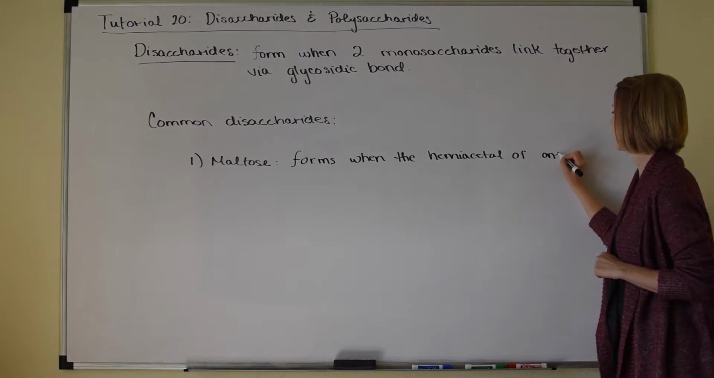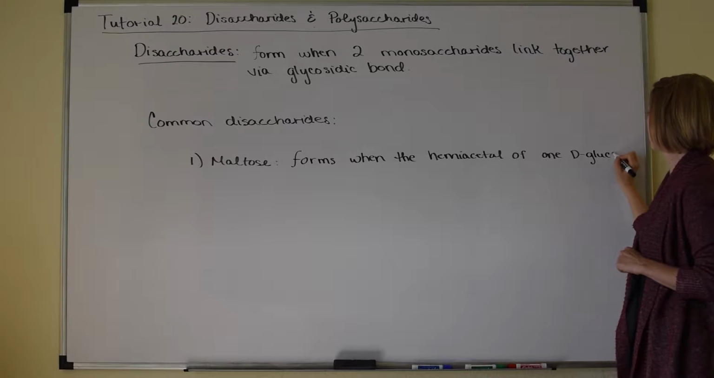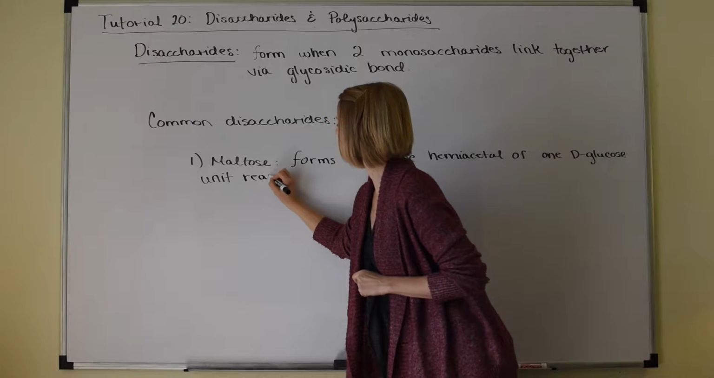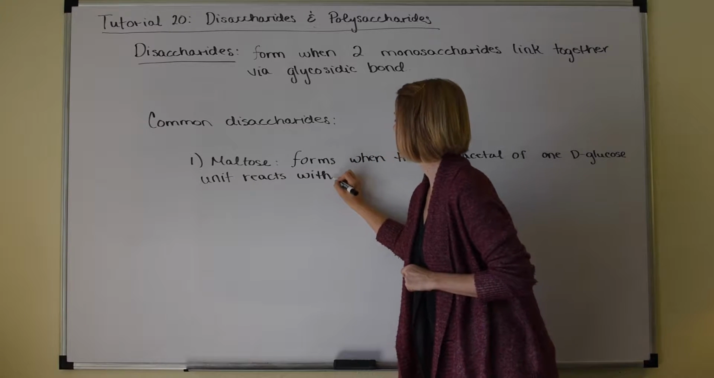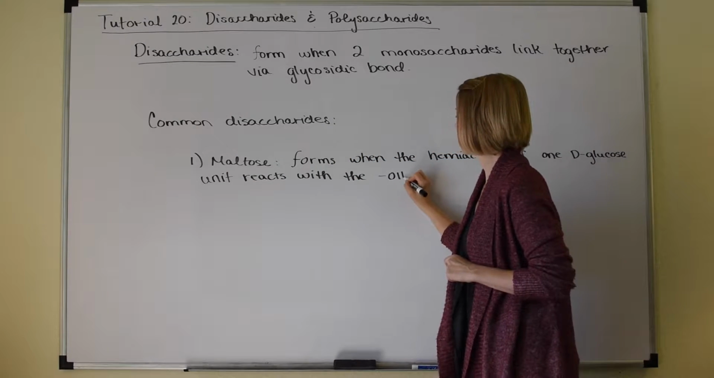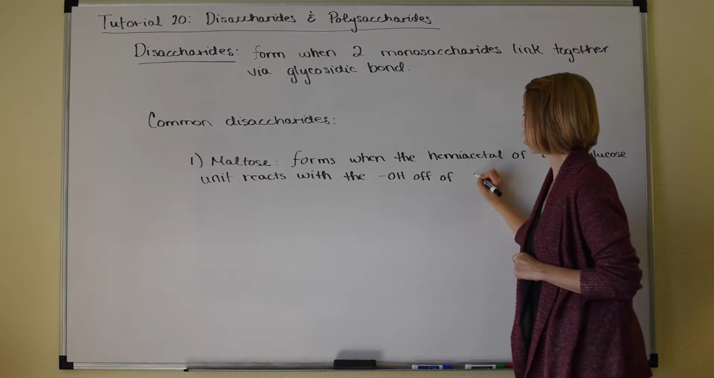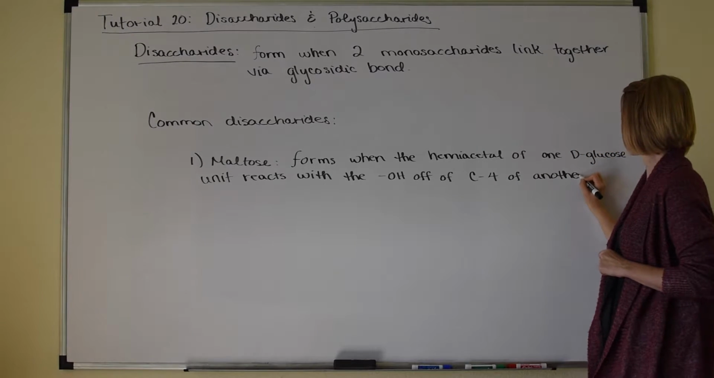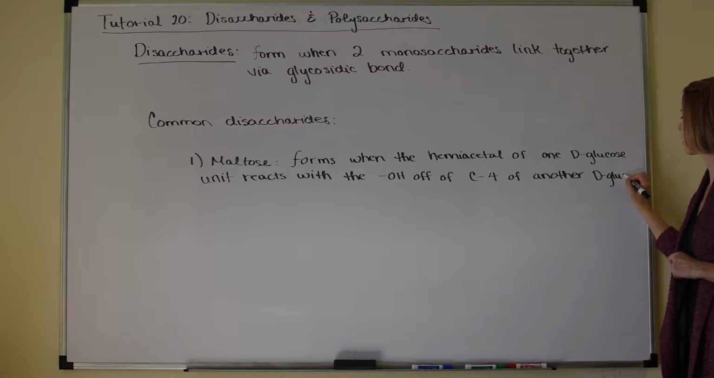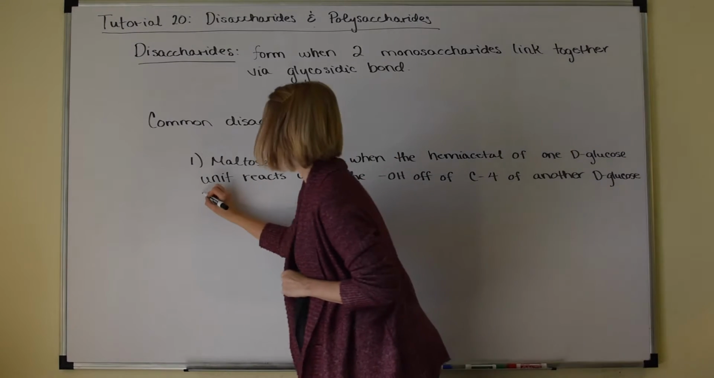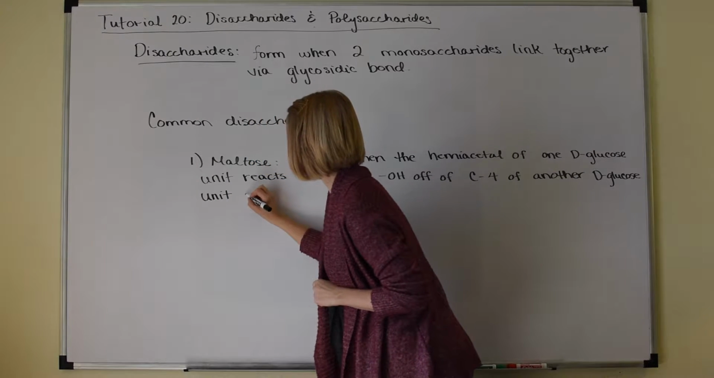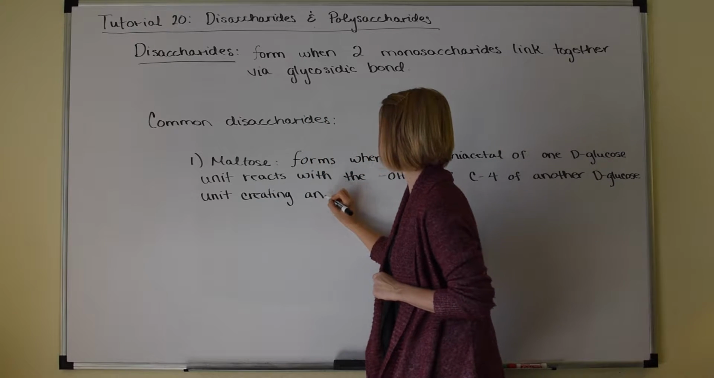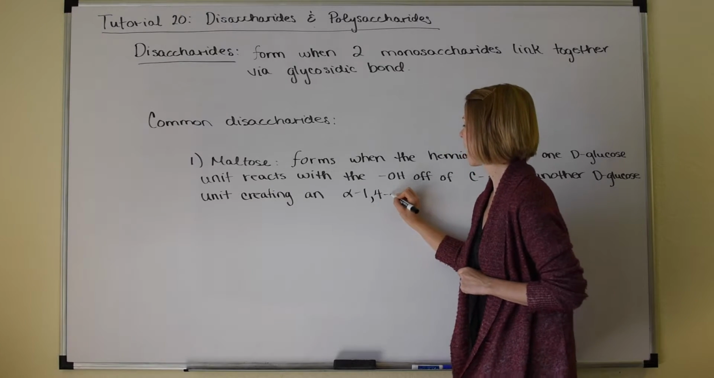of one D-glucose unit reacts with the OH off of carbon number 4 of another D-glucose unit, creating an alpha 1,4 glycosidic bond.